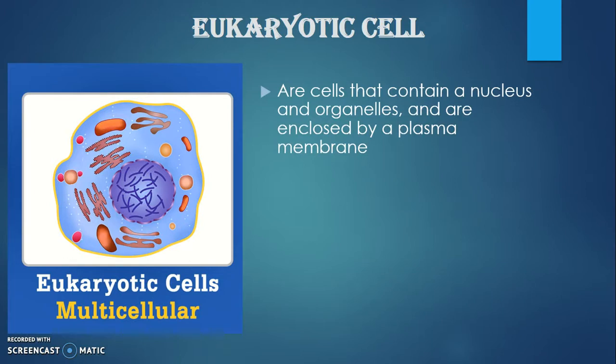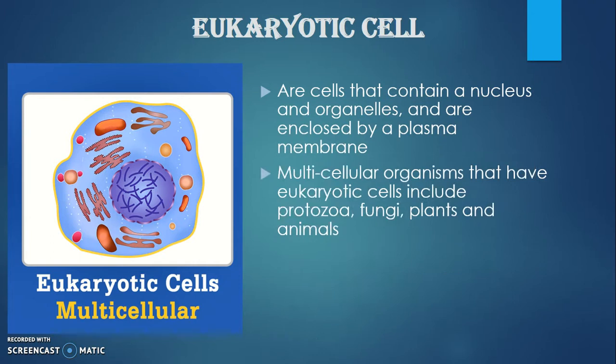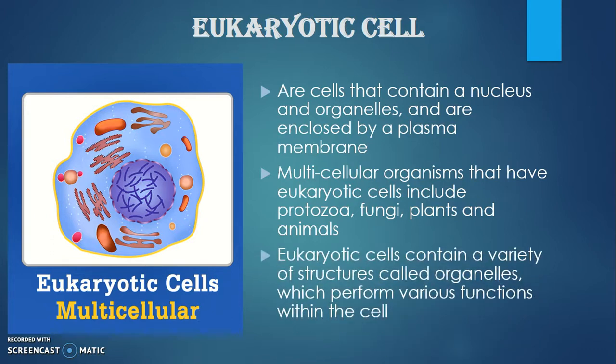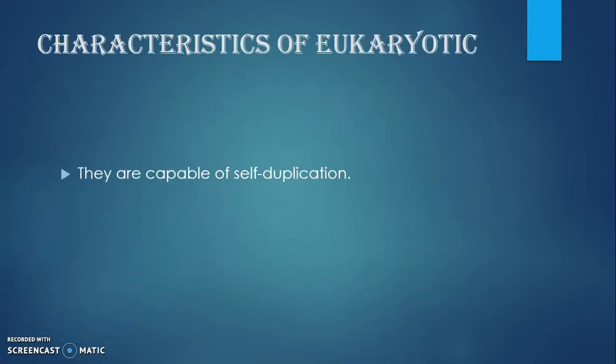Eukaryotic cells are cells that contain a nucleus and organelles and are enclosed by a plasma membrane. Multicellular organisms that have eukaryotic cells include protozoa, fungi, plants, and animals. Eukaryotic cells contain a variety of structures called organelles which perform various functions within the cell. There are characteristics of eukaryotic cells.